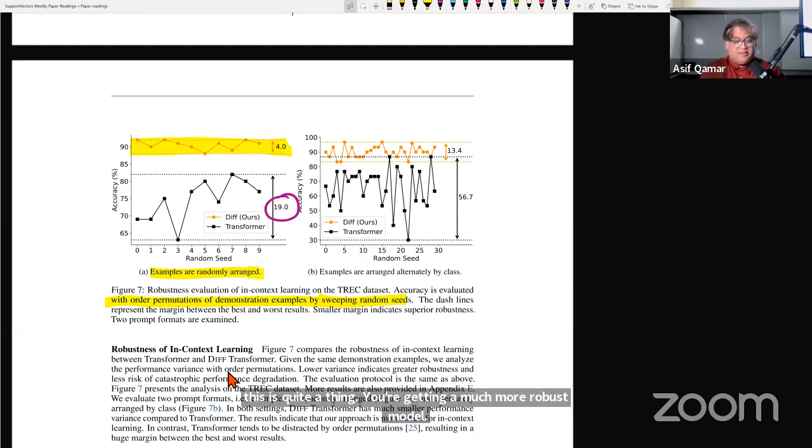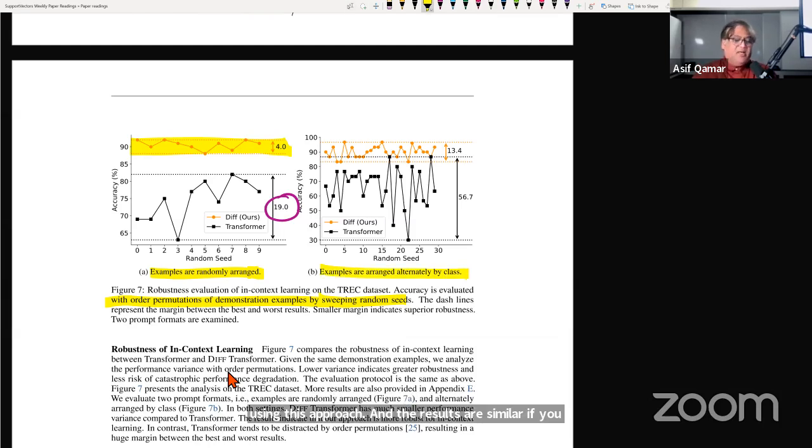Right? And the results are similar if you do this. Examples are arranged alternately by class. So suppose you're writing a classifier between a cat and a dog. So you put a cat exemplar, then a dog exemplar, then a cat exemplar, then a dog exemplar, and so on and so forth. And then you ask a machine, okay, here is something. What is it? Is it a cat or a dog? Let's take a classification problem. That's what it means, alternate by class.